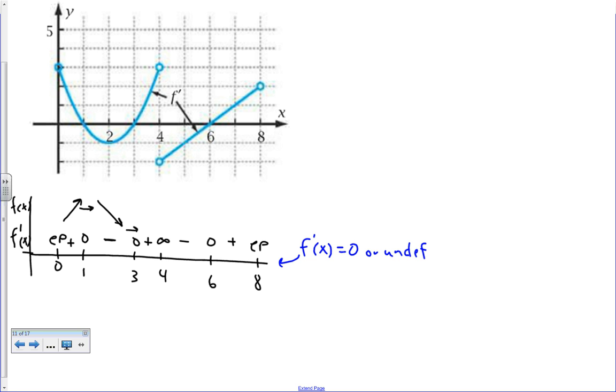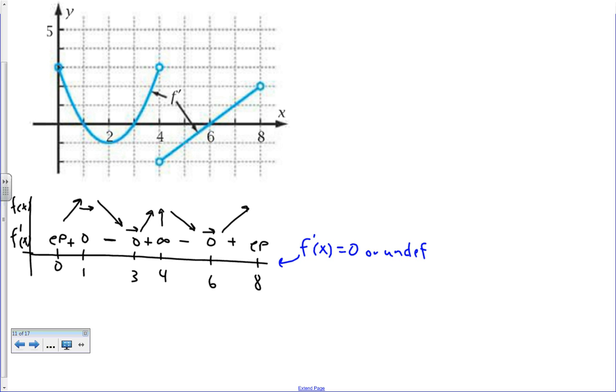And then from 3 to 4 we're increasing again. We hit a vertical slope there at 4, so we draw a vertical arrow. And then from 4 to 6 we're decreasing again. At 6 we hit a horizontal slope. And then from 6 to 8 we're increasing again. All right.